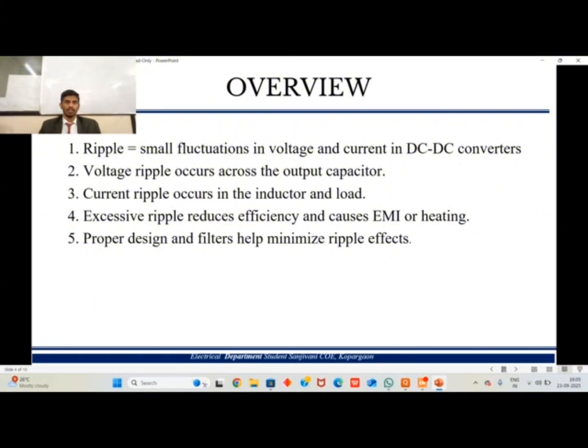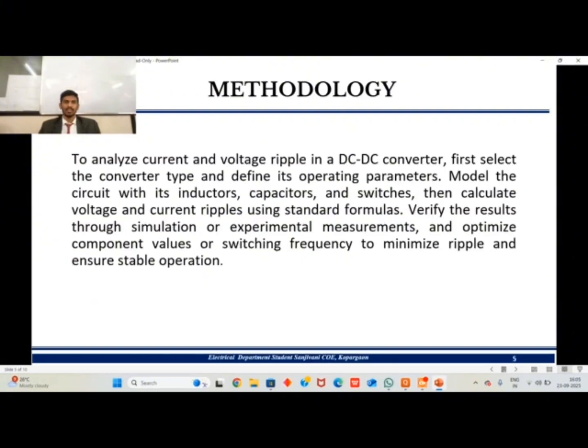Overview of this presentation. First is ripple: small fluctuation in voltage and current in a DC to DC converter. Voltage ripple occurs across the output capacitor. Current ripple occurs in the inductor and load. Excessive ripple reduces efficiency and causes EMI or heating. Proper design and filters help minimize the ripple effect. Next is presented by Sahil Rani.